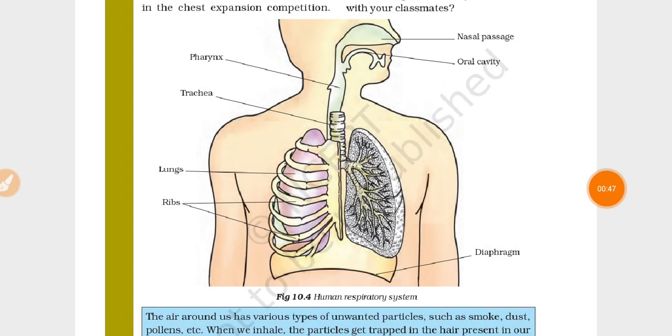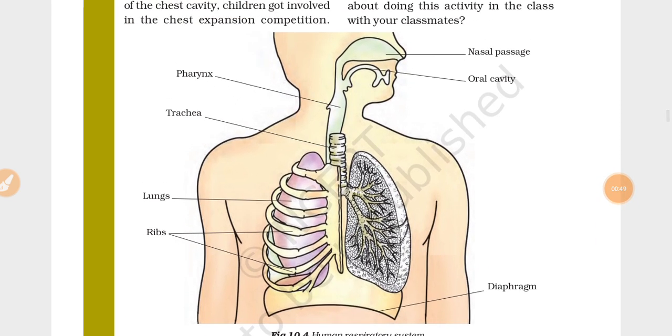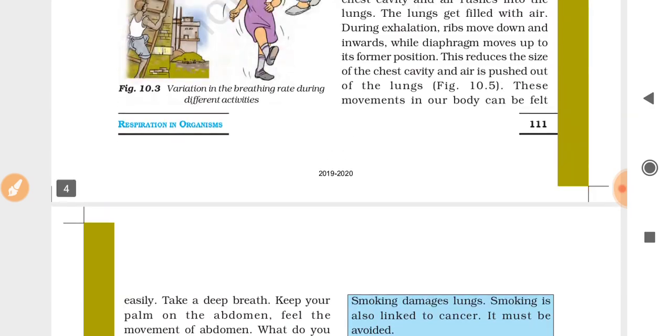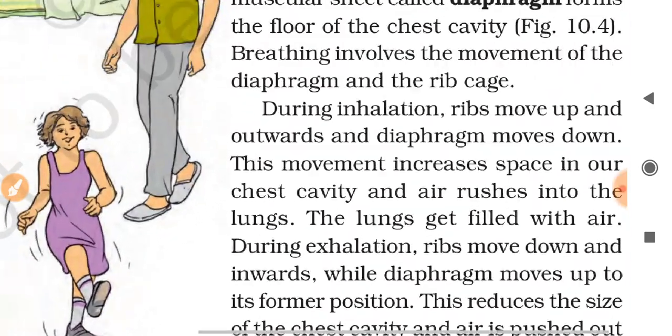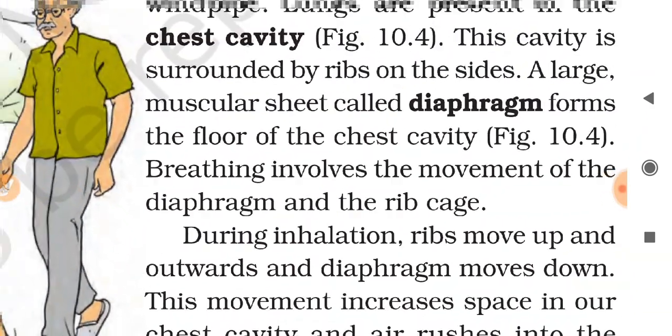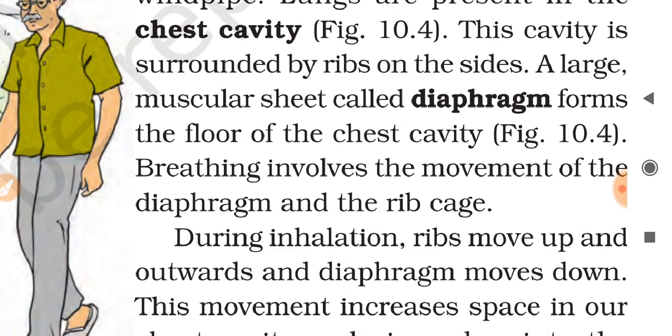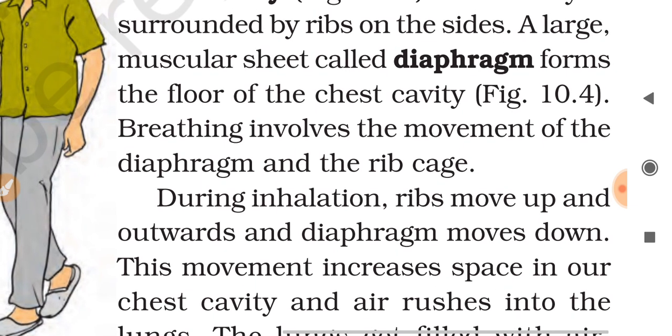So this is the full human respiratory system. These are the lungs. As you can see here, there are two lungs. This is the nasal passage, the oral cavity, and from this windpipe, air goes to these lungs. This cavity is surrounded by ribs on the sides. A large muscular sheet called the diaphragm forms the floor of the chest cavity.